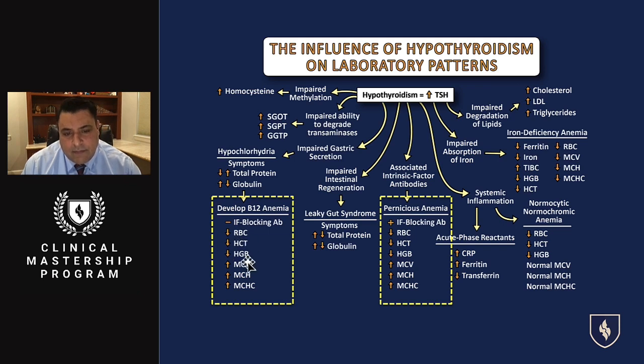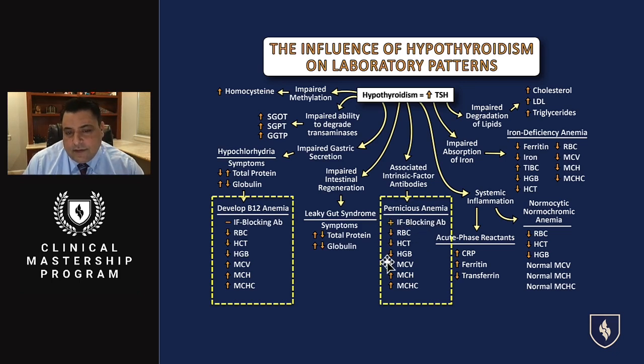And then we look at the volume size and the concentration of hemoglobin to tell us if it's a normal size, a small size, or a large size. So if these are all increased, these are all large. So these high MCV, MCH, MCHC make it megaloblastic. The RBC, hematocrit, and hemoglobin being low make it anemia. So this is megaloblastic anemia. And the only difference between the B12 anemia and the pernicious anemia is that intrinsic factor blocking antibodies are positive.